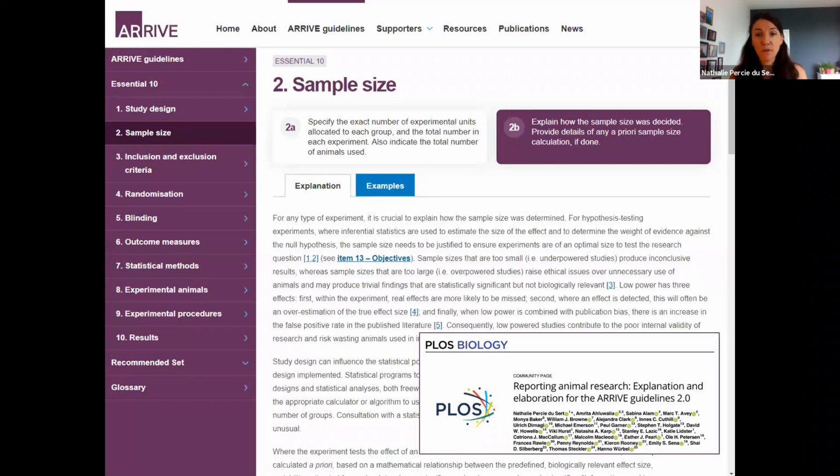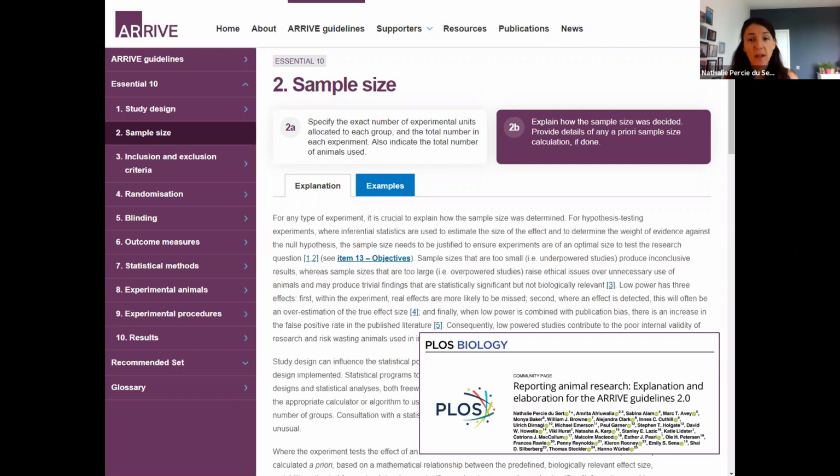And a major part of the revision was also to develop an explanation and elaboration document, which was published alongside the guidelines in PLOS Biology. So the document explains the rationale behind each item of the guidelines and why it's important to report this information. It clarifies key concepts, particularly around experimental design and statistics, and it provides examples from the published literature showing how to report this information. There is a living version of this document available from the ARRIVE website so that it's easy to navigate, and we'll also gradually increase the number of examples for each item of the guidelines so that we can provide examples of good reporting in a wide range of model organisms and experimental settings.